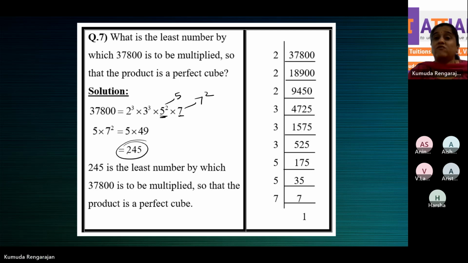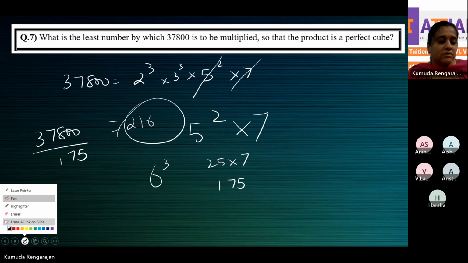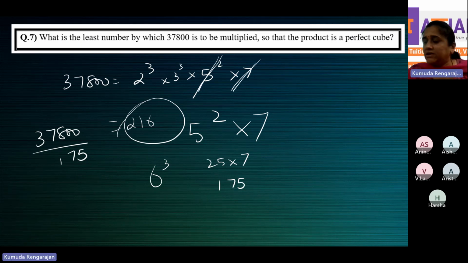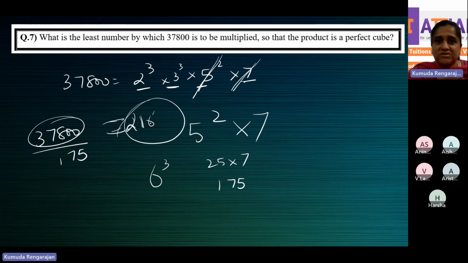All right. For divided, take away the factors that do not occur in triples. Remove the factors that do not occur in triples. So we see that 5 squared and 7 do not occur in triples. Take it away. Remove 5 squared, remove 7. So you're removing 25 into 7, 175. So 37,800 is to be divided by 175. That's the smallest number by which this number is to be divided so that the quotient, which is 216, is a perfect cube. And that is 6 cubed.